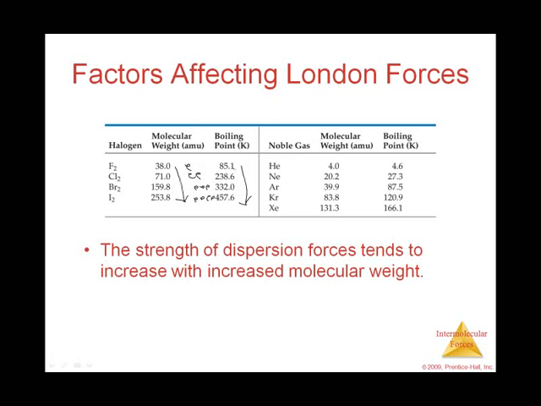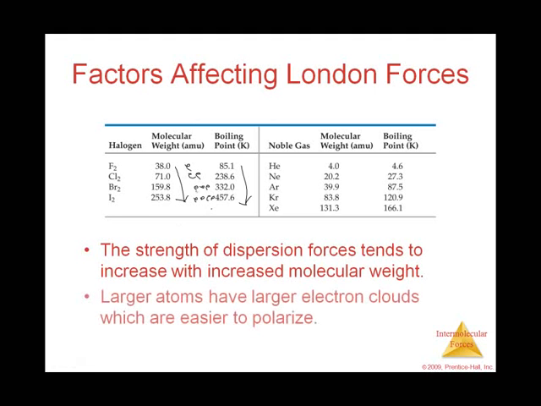The more electrons I have, the more they can skew. So on the AP exam, if there's a question about what causes a higher boiling point, you can't say iodine has a higher boiling point than chlorine because it's got a higher molecular weight. You have to say it's because it has more electrons. Okay, so it's all about larger electron clouds, which are easier to polarize.